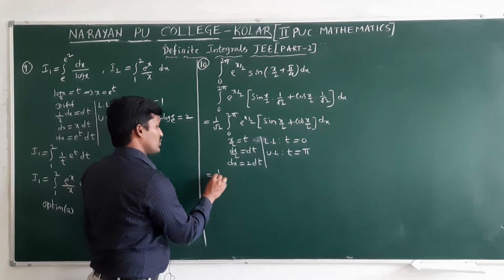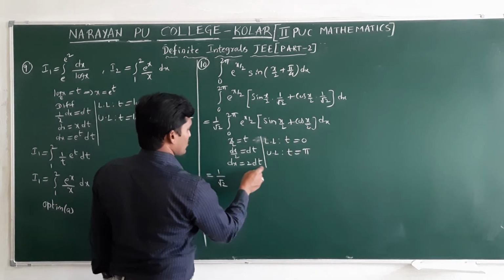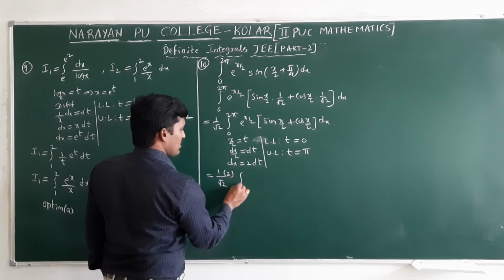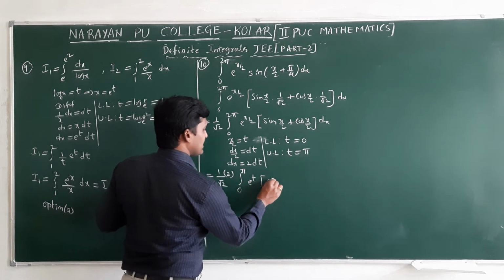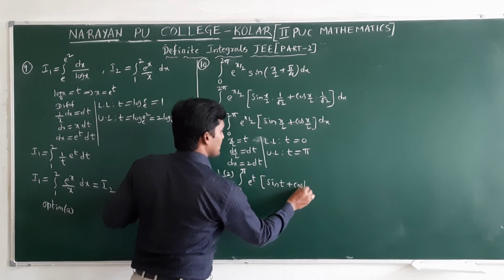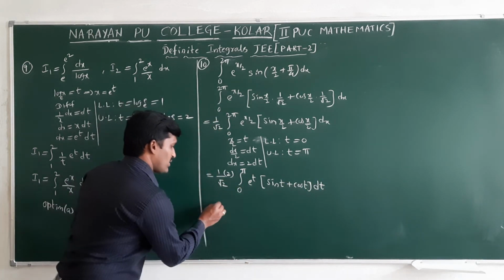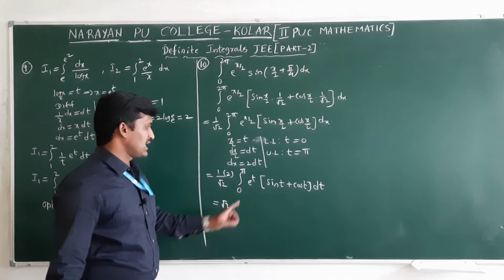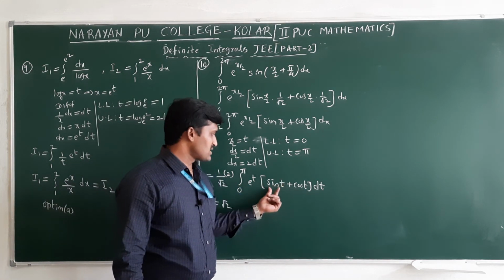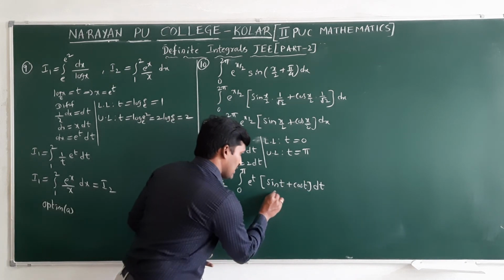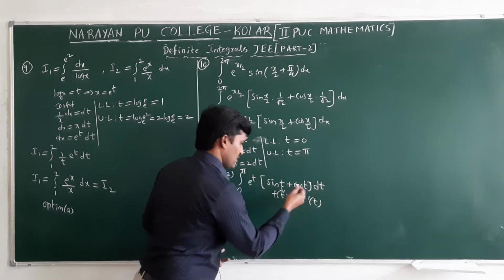So 1 by root 2. Now 2 is common because dx is 2 dt, so I am taking 2 also outside. Lower limit is 0, upper limit is pi, e power t into (sin t plus cos t) dt. Because 2 is already common, 2 by root 2 means we get root 2. This is clearly in the form of the integral of e power x into (f of x plus f dash of x) dx. Sin derivative is cos, so this is like f of t and this is f dash of t in terms of the t symbol.